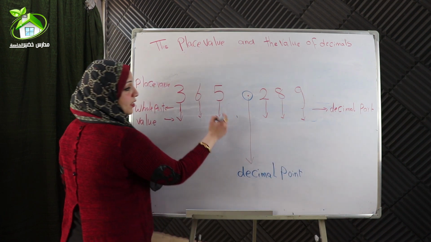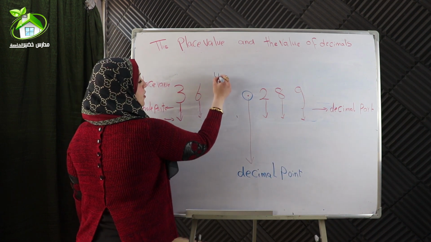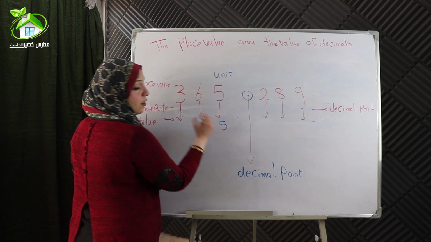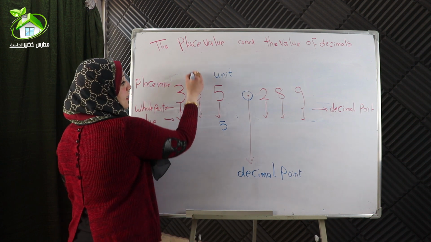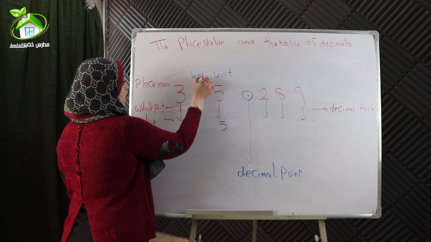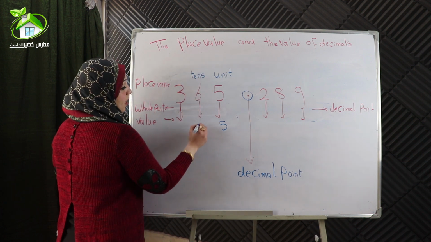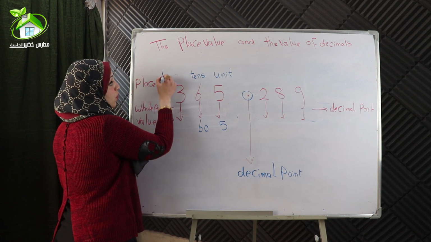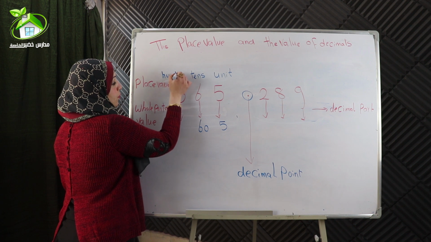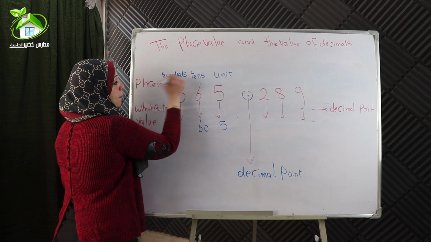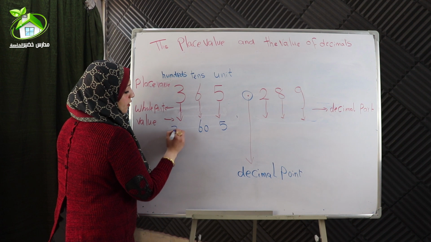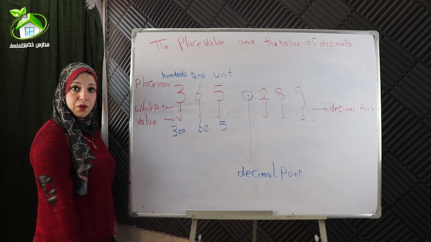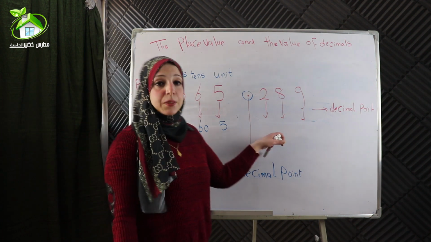Before the point, the first number is in the units place, and its value equals 5. 6 is in the tens place, and its value equals 60. 3 is in the hundreds place, and its value equals 300. This part is the whole part. The second part is the decimal part.